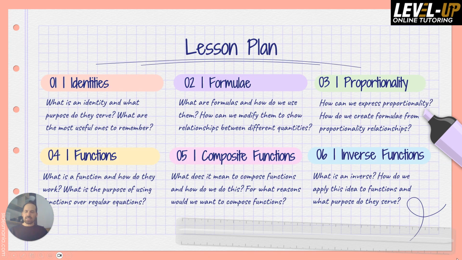So here we've got our lesson plan. We're looking first at identities, which is something that we typically use to rearrange things, and the identity then captures that information that we can then use and remember. Formulae, which show relationships between different variables. We've already seen some of them. Proportionality, we've looked at proportionality as well. Now we're going to see how we essentially extract an equation from a proportional relationship.